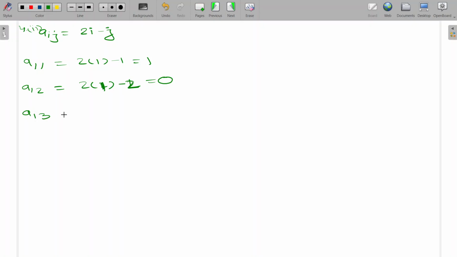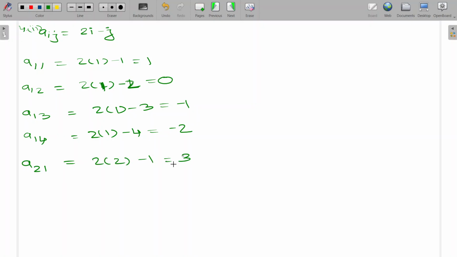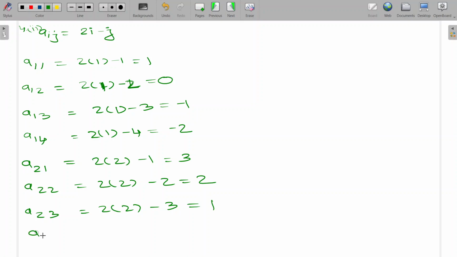Now first row, third column: 2 into 1 minus 3 is 2 minus 3, which is minus 1. First row, fourth column is 2 into 1 minus 4, which is minus 2. Now second row, first column is 2 into 2 minus 1, which is 4 minus 1, that is 3. Second row, second column is 2 into 2 minus 2, which is 2. Second row, third column is 2 into 2 minus 3, which is 1. Second row, fourth column is 2 into 2 minus 4, which is 0.